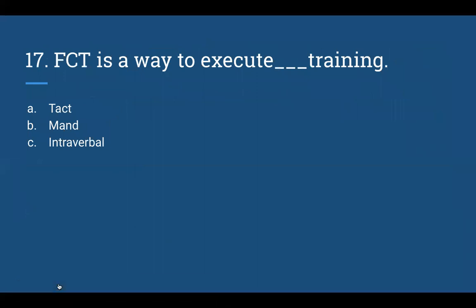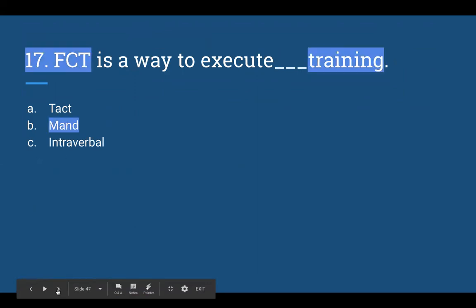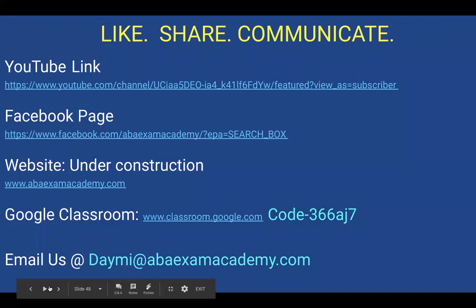Okay, FCT is a way to execute blank training. Is it tact, man? Yes. Oh my God, we're finished. We did so awesome. Good job, guys. I wasn't expecting it. I thought we were going to take forever. You know why we didn't take forever? Because you did it so fast. Your fluency is really good.